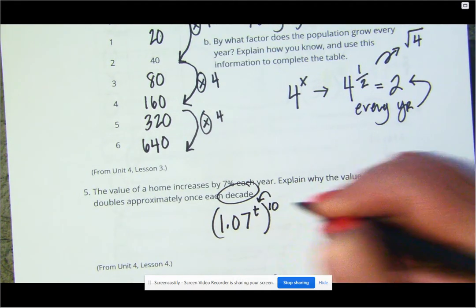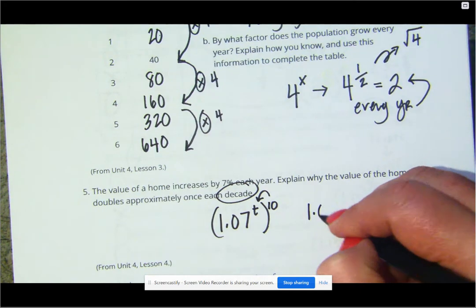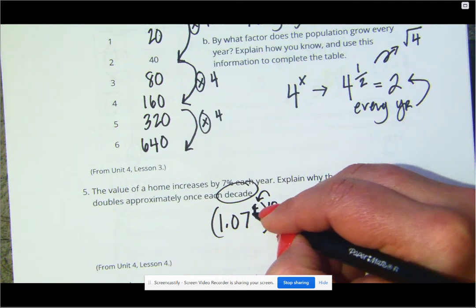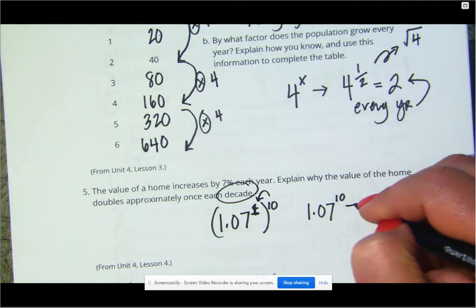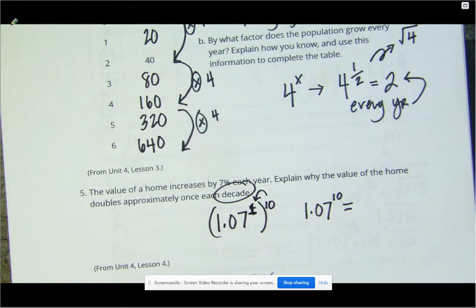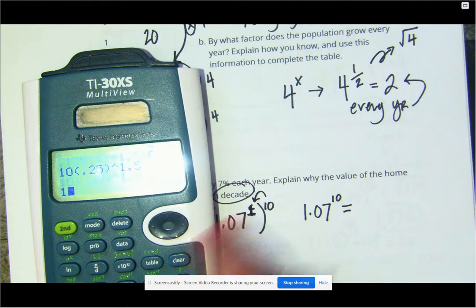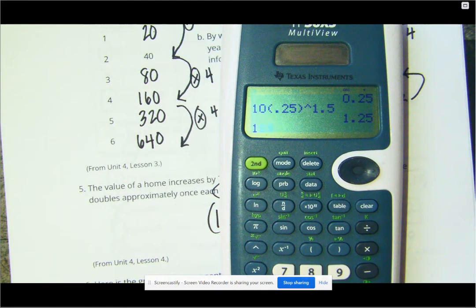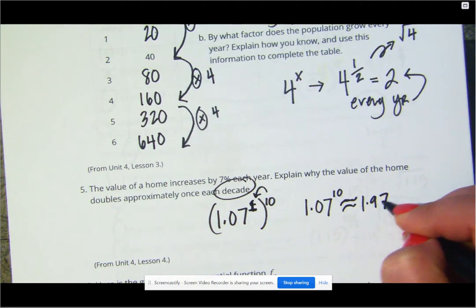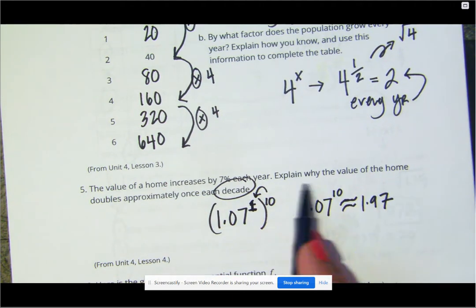I want to do that 10 times. So 1.07 to the 10th, right? Because technically, if I put a 1 there, that stands for 1 year, and I want 10 of those. So I'm just going to type this into my calculator. And I get 1.07 to the 10th, and it's about, if we rounded, 1.97, I'll use my approximate symbols. So yeah, is that pretty close to doubling? Yes.